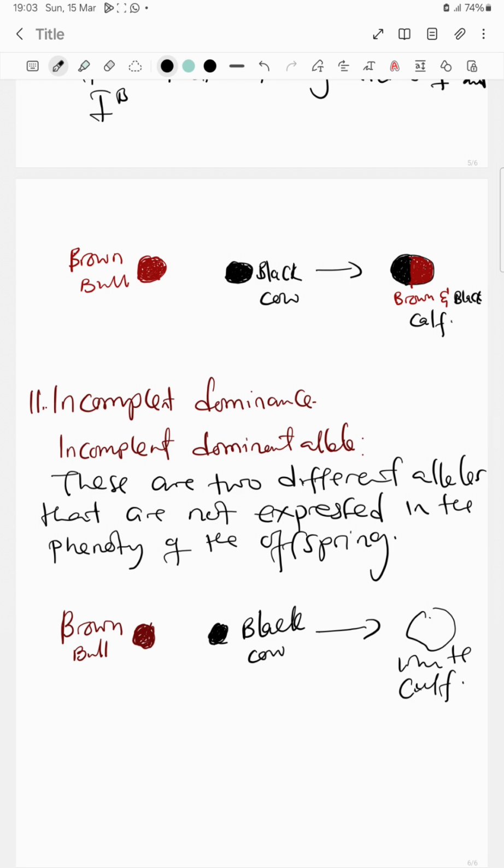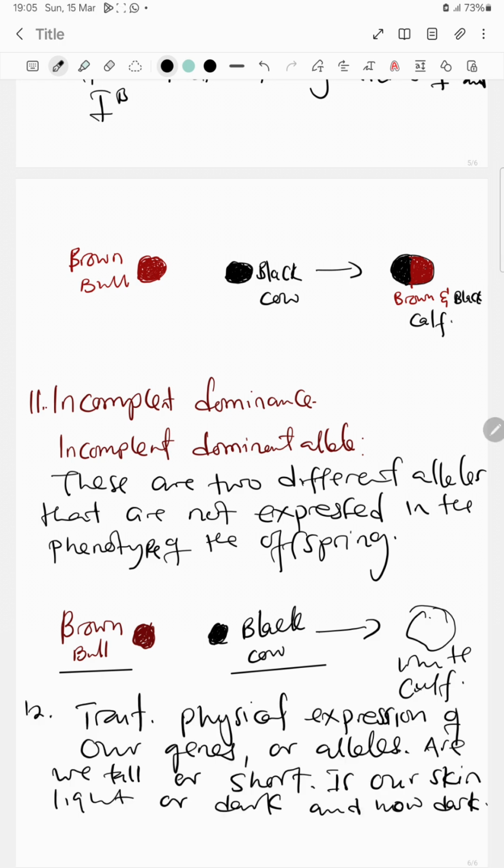So, incomplete dominance, we are saying that incomplete dominant alleles are two different alleles that are not fully expressed in the phenotype of the offspring. So let's say, for example, here we have a brown bull and a black cow. They met and they formed a white cow. So that is incomplete dominance. So that's where we end in the terms used in genetics.